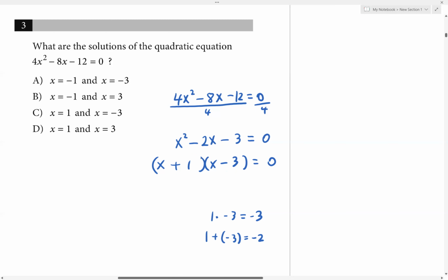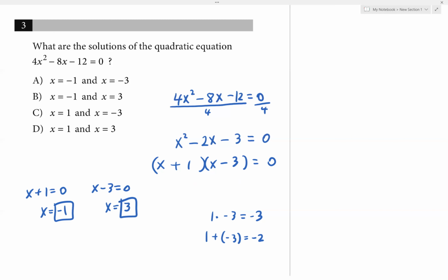Once we have the factors, we have to solve for x by setting each factor equal to 0. So x plus 1 equals 0, and x minus 3 equals 0, because if any one of the factors equals 0, then that will make the whole thing equal to 0. So to solve for x here, we get x equals -1. That will be one solution. x minus 3 equals 0, x equals +3. That's another solution. So we should get x equals -1, x equals 3, which is letter B for question 3 here.